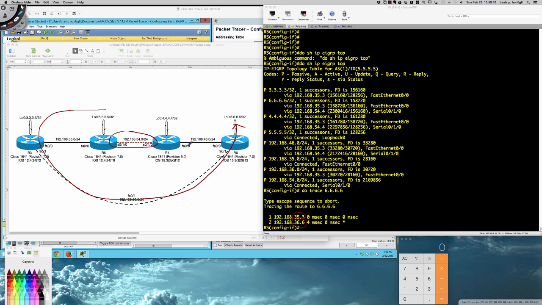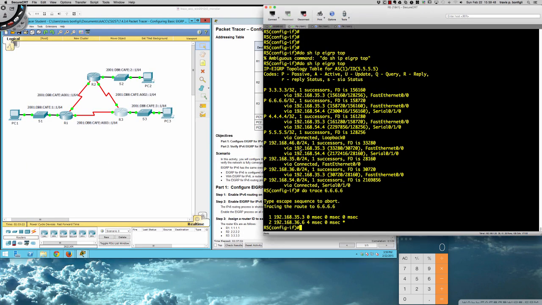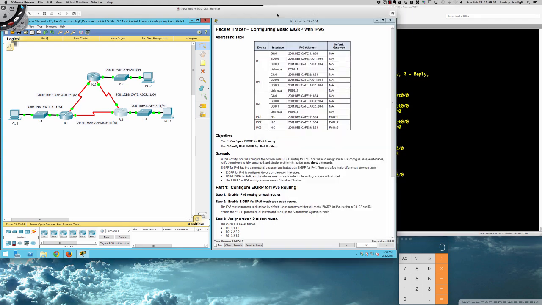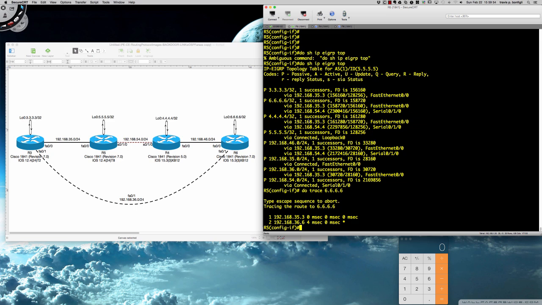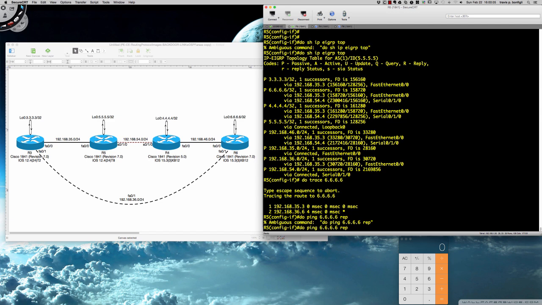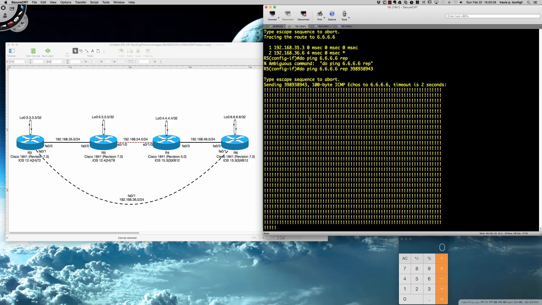So here's how we're going to tee this up. So on router 5, sorry about that, I'm going to go ahead and do an extended ping here. We're going to say do ping 6.6.6.6, and I'm going to say repeat, and we'll put a big number in here. So now this is going to go ahead and ping away.